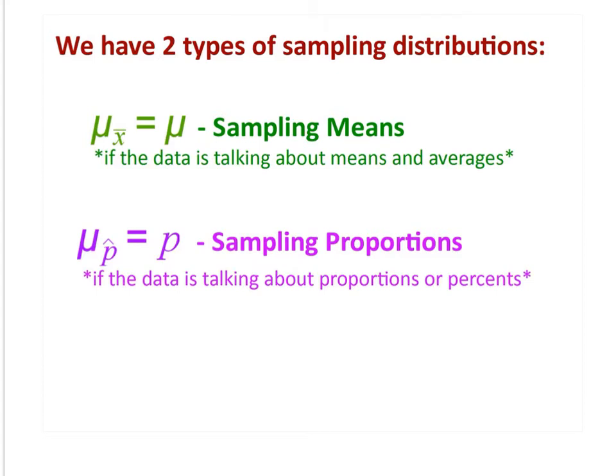So we've done the sampling distributions for means, and today we're going to focus on sampling proportions. In sampling proportions, the mean of P hat, so the mean of the sampling distribution for proportions, equals P. Meaning, whatever this true P is, whatever the population parameter is, the average of my sampling distribution is going to equal that number. So whatever this P is, my samples are going to be centered around that P.